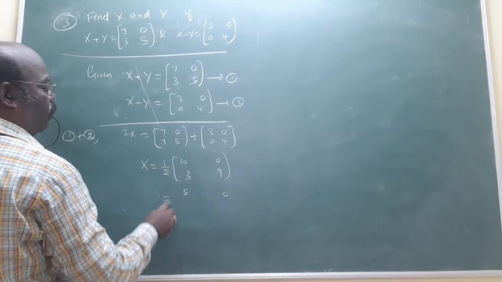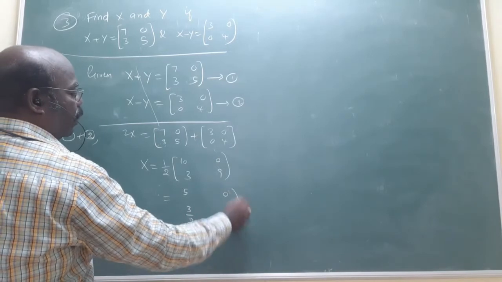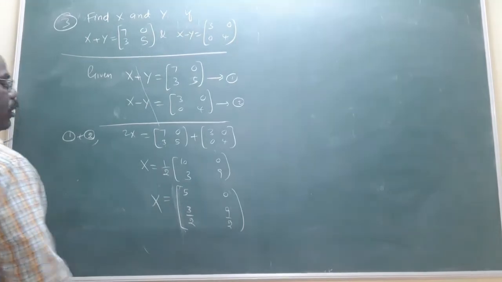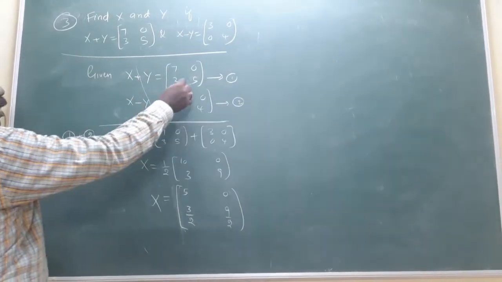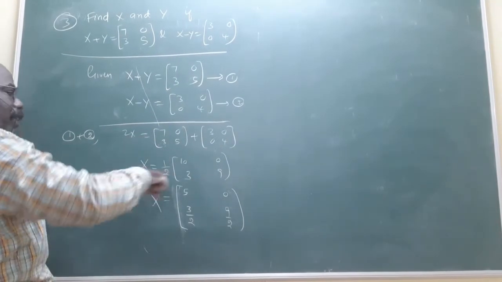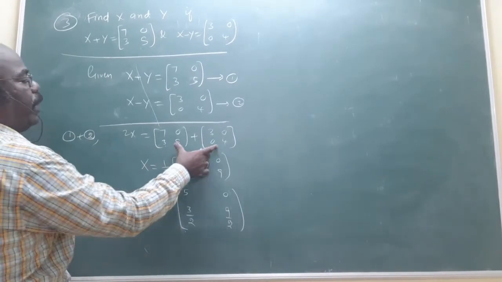0 by 2, 0. 3 by 2. Here, 9 by 2. Am I right? This is called X. This is called X by 2. First, that's all. Now adding both, 2x will come. This plus this, you want, right? Then adding both, you bring the cross multiplication. We want X only. That's why this 2 comes there, 1 by 2.